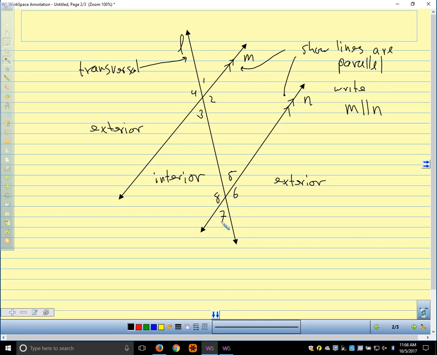This angle versus that angle? Or let's look at 2 and 6. This angle 2 versus angle 6. How would you guess they're related?